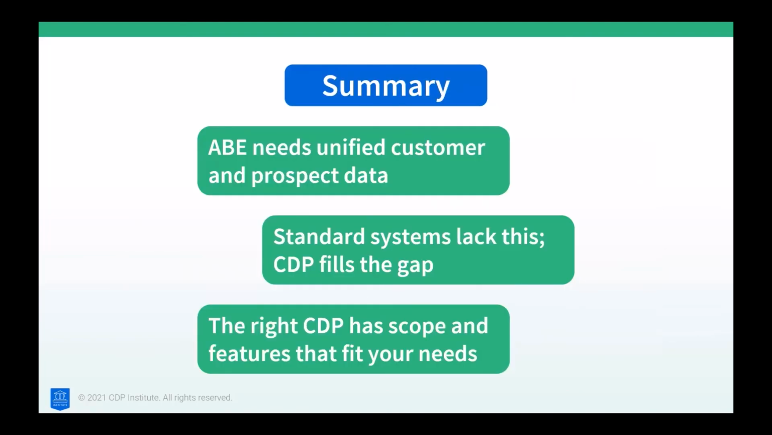So, summary, account-based engagement needs unified customer and prospect data. It solves all those problems we talk about. Your standard systems are not going to do this. The CDP does this. It's what it's designed for. It fills that gap. And finally, the right CDP for you has the scope and features that meet your needs.